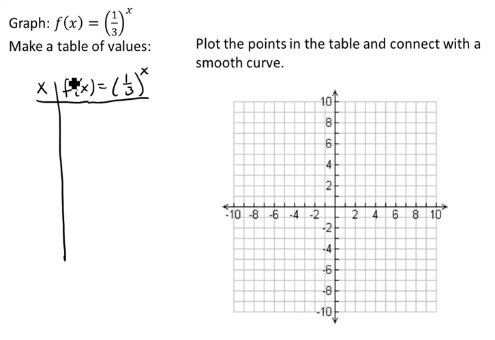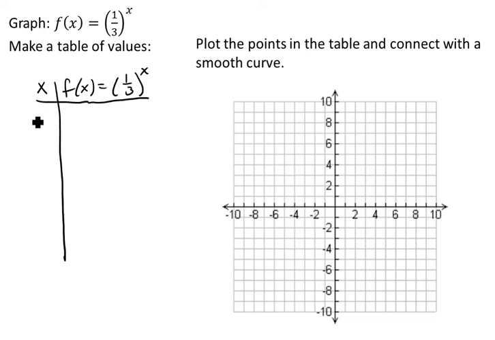And we're going to graph this function f of x equals (1/3)^x by making a table of values. So I've set up a table here. And we're going to plug some numbers in for x and find their corresponding y coordinates. And then we will plot those ordered pairs in order to generate a graph of this function.